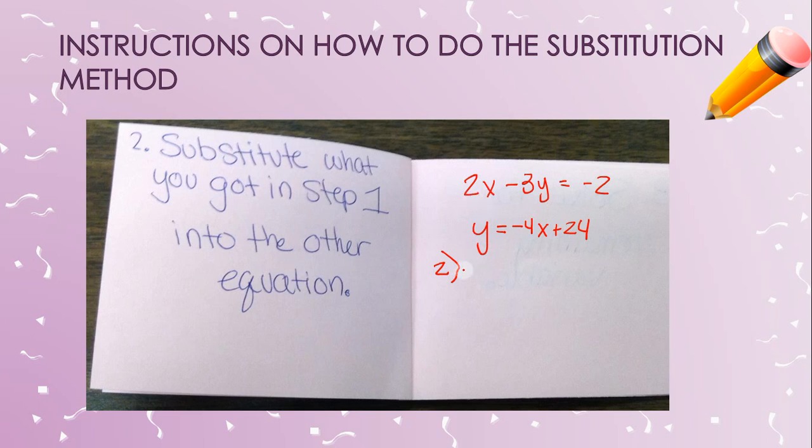So I'm going to start writing. I have 2x minus 3, and I hit a y. Instead of writing a y, I'm actually going to write what I know y is equal to. So I know y is equal to negative 4x plus 24. I am substituting negative 4x plus 24 for y. Now I'm going to finish out the rest of my equation. So I'm still going to have that negative 2 there. Alright.